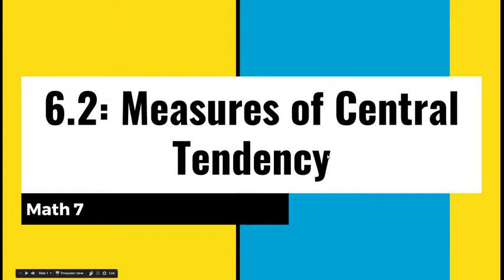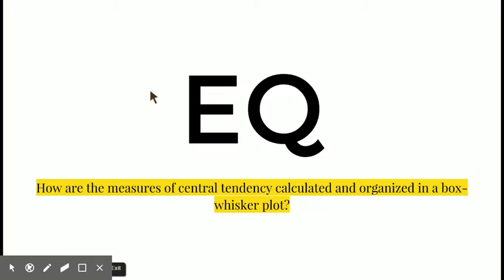Hi students, in this video we will be going over the measures of central tendency. Our essential question for this lesson is, how are the measures of central tendency calculated and organized into a box and whisker plot? So one more time, the essential question is, how are the measures of central tendency calculated and organized in a box and whisker plot?